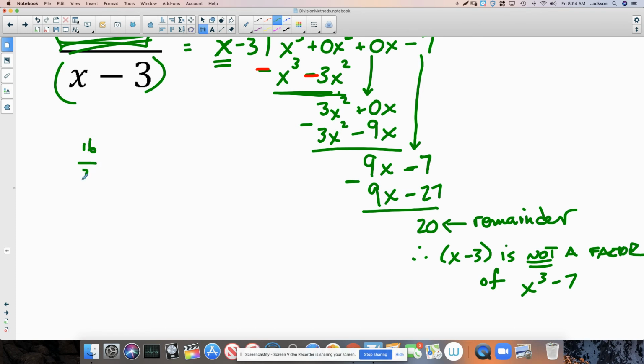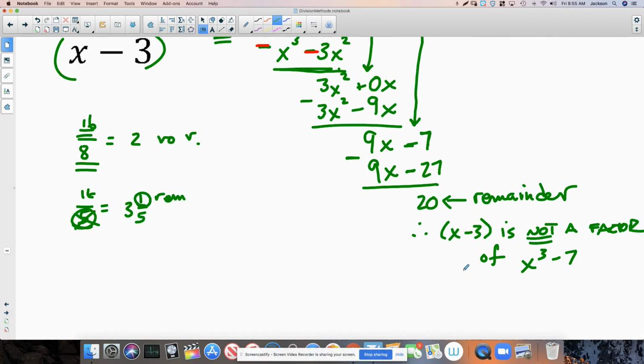What's 16 divided by 8? 16 divided by 8 is 2, no remainder, right? Which means 8 is a factor of 16. Well, what's 16 divided by 5? 16 divided by 5 is 3 1/5. That's a remainder, okay? Which means 5 is not a factor of 16. So when we do division and we end up with a remainder, that means this number doesn't go into this an equal number of times. This is crucially important to understanding what we're going to do next, which is the fundamental theorem of algebra.